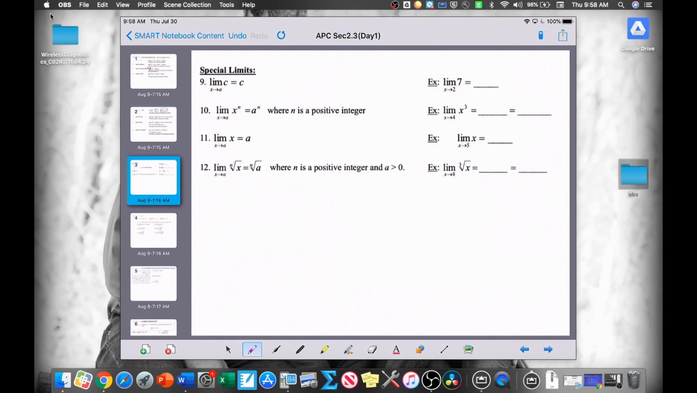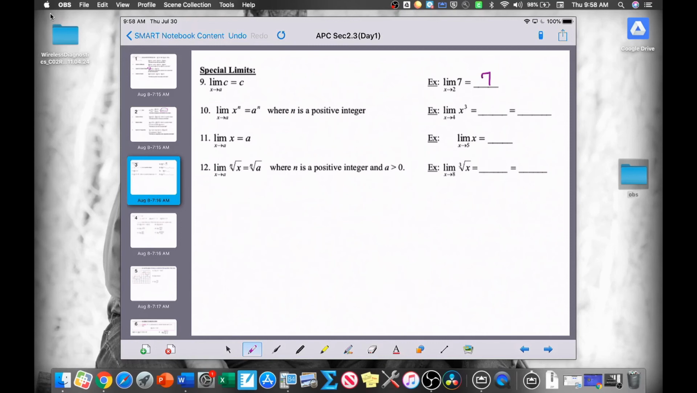The first couple examples here where we have some work to do are just some of our special limits, but these are some pretty straightforward examples. The first one, the limit as x approaches a of c is c, which basically just deals with a constant function. So if we had a horizontal line and we said the limit as x approaches 2 of 7, well, that's going to be 7, right? Because it's always 7 if it's a horizontal line.